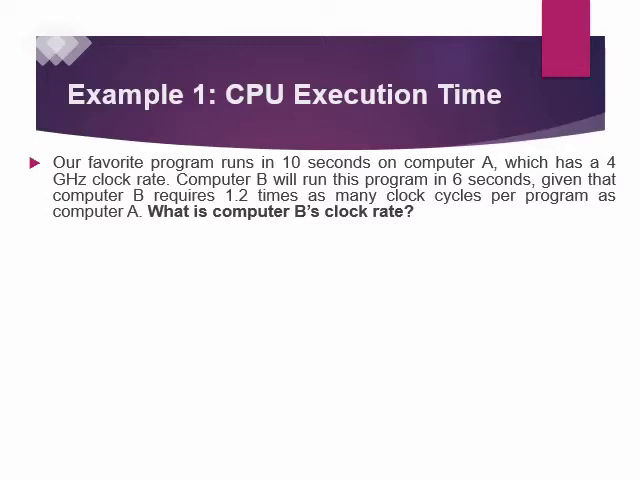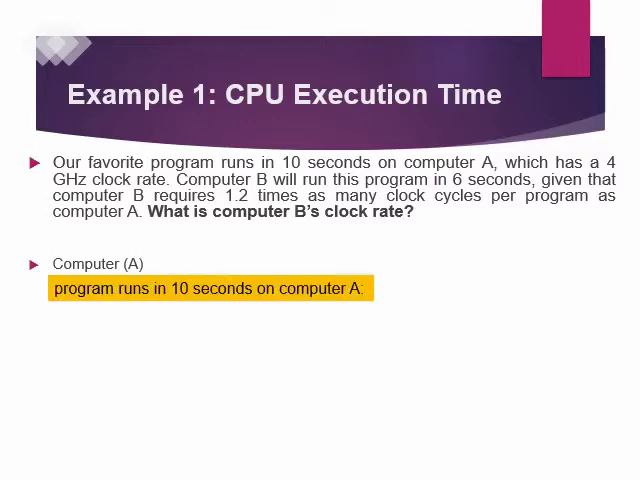This is the question and the statement. What we need to do is to extract the information. Let's go line by line. So for computer A, first it says here, the program runs in 10 seconds on computer A. What is that? That is CPU time. CPU time A equals 10 seconds.